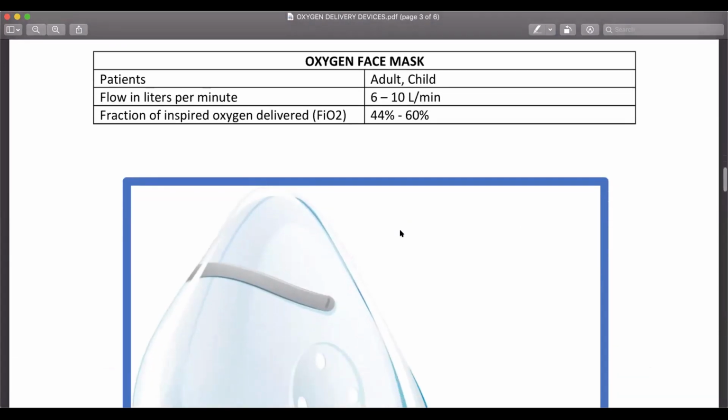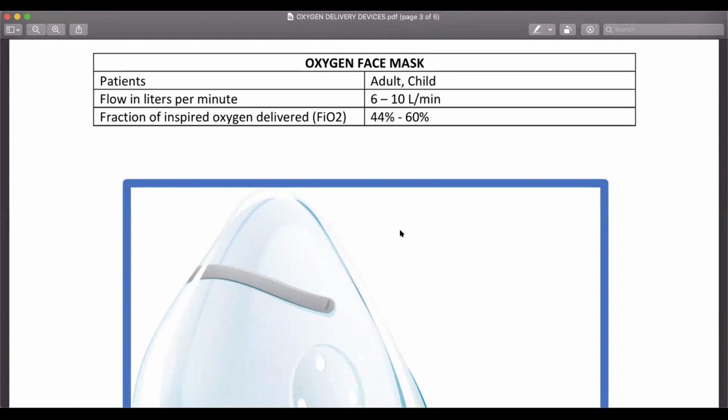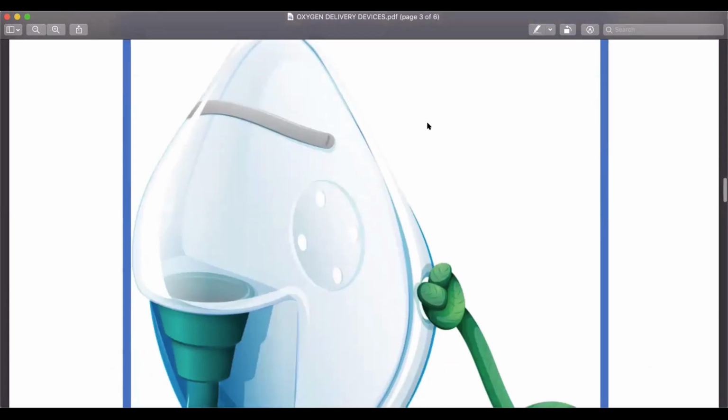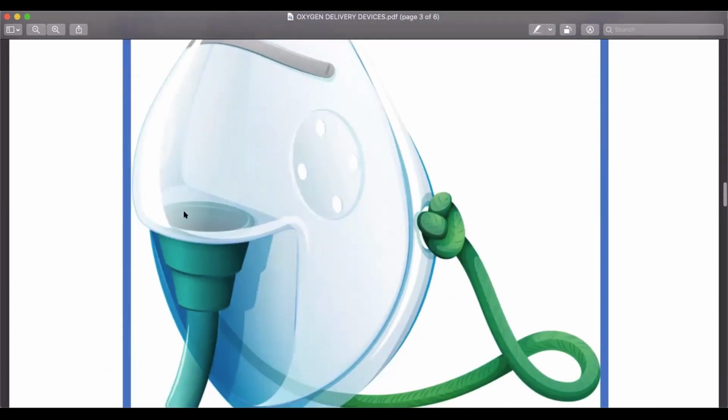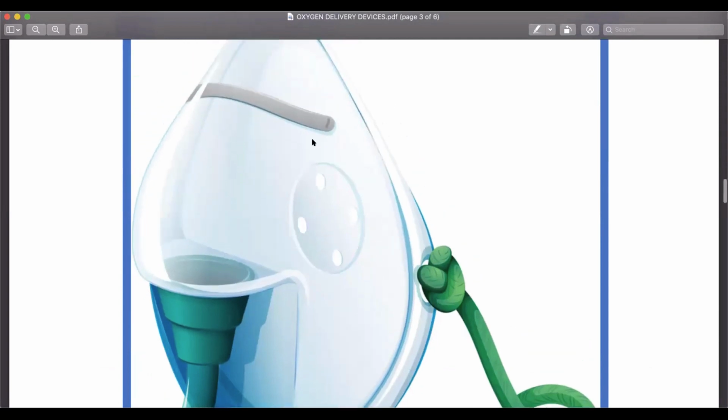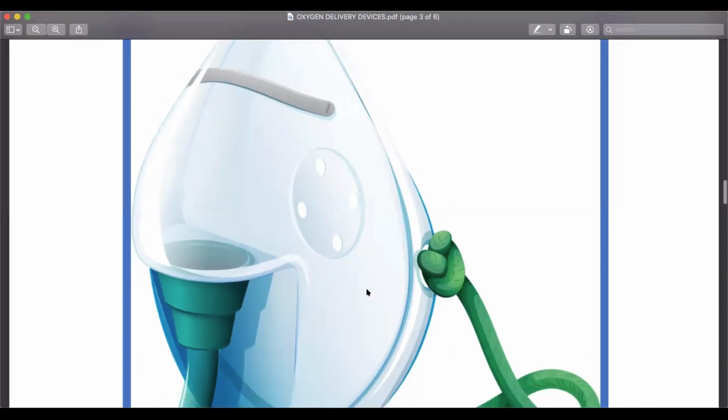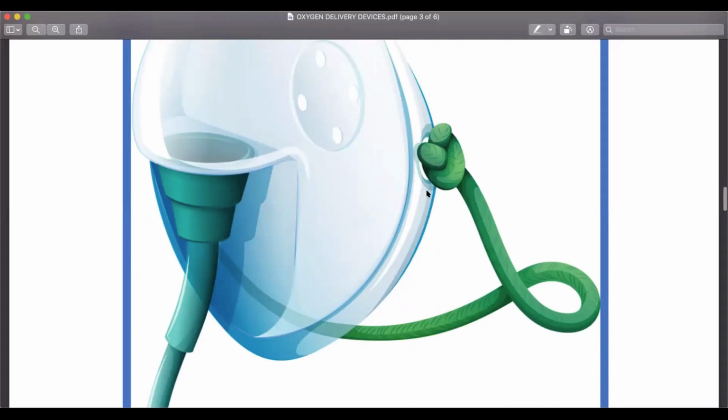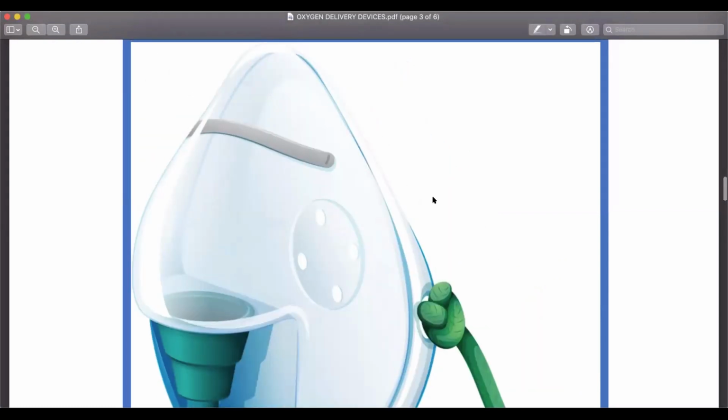A simple oxygen face mask is another device you will see for delivering oxygen. These masks can be used in both children and adults, assuming the mask is small enough for the child's face. They come in different sizes. The flow can be anywhere from 6 to 10 liters per minute, and the fraction of inspired oxygen is between 44 and 60%. So here is a picture of the mask. You can see this is where the oxygen comes into the mask. And you can see that it fits over the patient's mouth and nose. And usually there are 2 tightening straps on either side, so you can tighten the mask onto the patient's face.